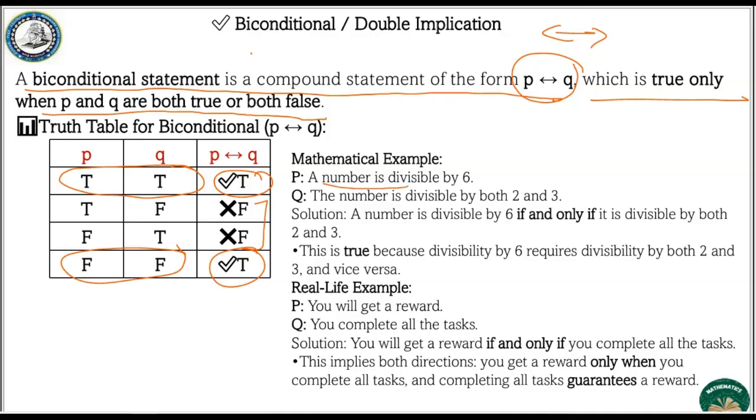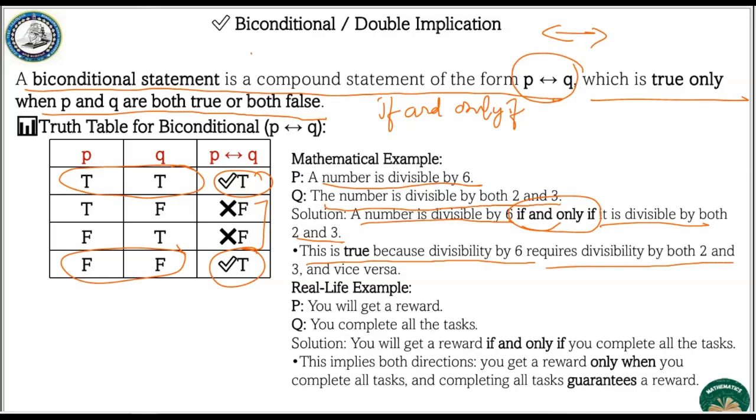So yeah, the number is divisible by 6. The number is divisible by both 2 and 3. So here we use if and only if. If and only if will be used to connect the statements. A number is divisible by 6 if and only if it is divisible by both 2 and 3. This is true because divisibility by 6 requires the divisibility of both 2 and 3 and vice versa.